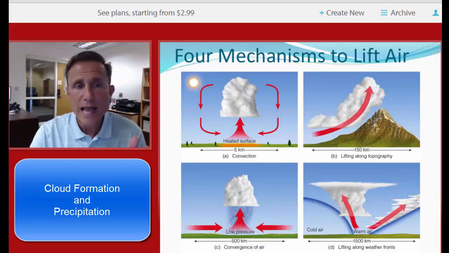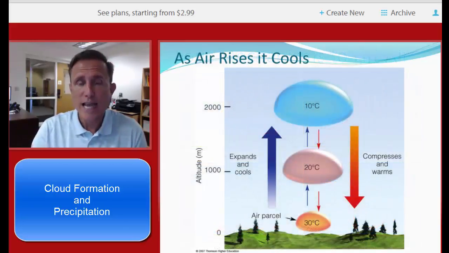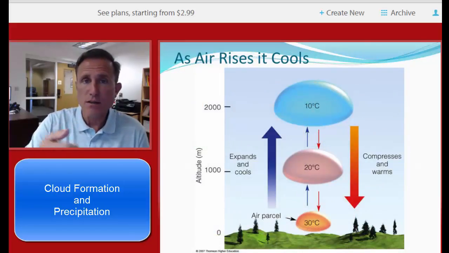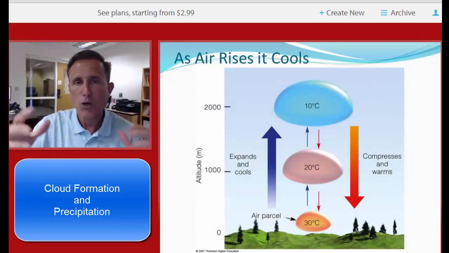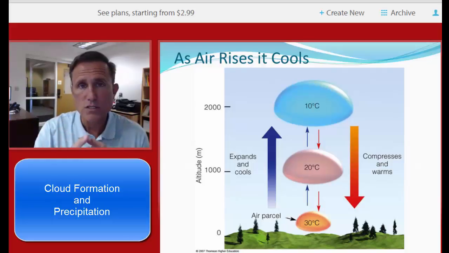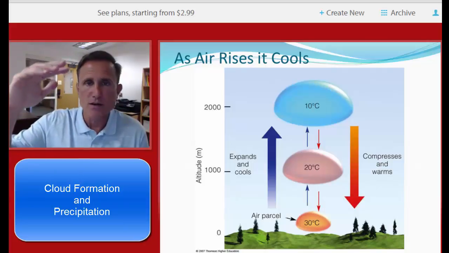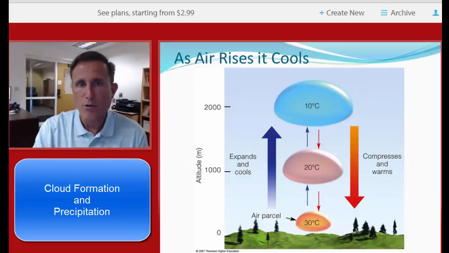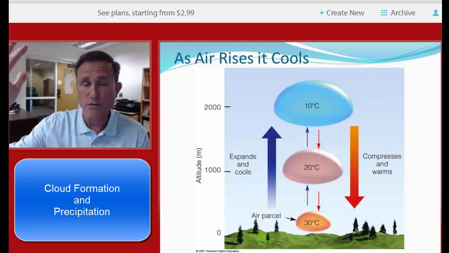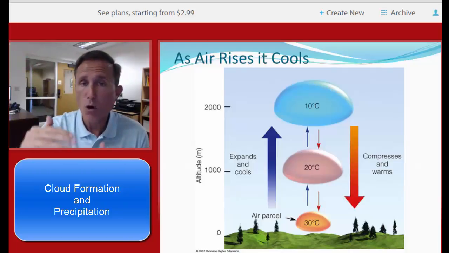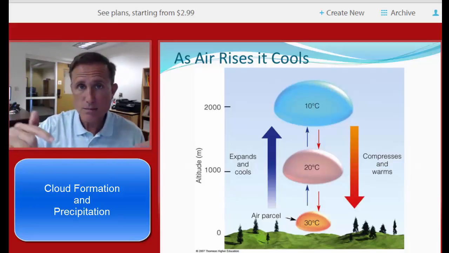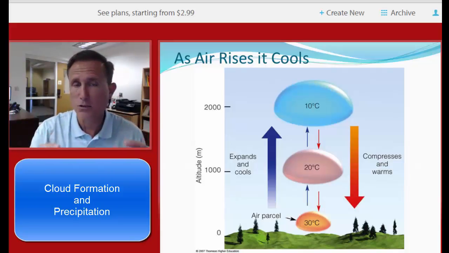So what actually happens when air is forced to rise? As you go up in the atmosphere, pressure goes down. Gravity pulls most of the molecules in the air closer to the surface, so pressure is highest at the surface. As you go up in the atmosphere, that pressure decreases. Pressure is highest at ground level, and then pressure is lowest up at the edge of space. And so as you go up in the atmosphere, there's less pressure pressing down on things, including parcels of air.